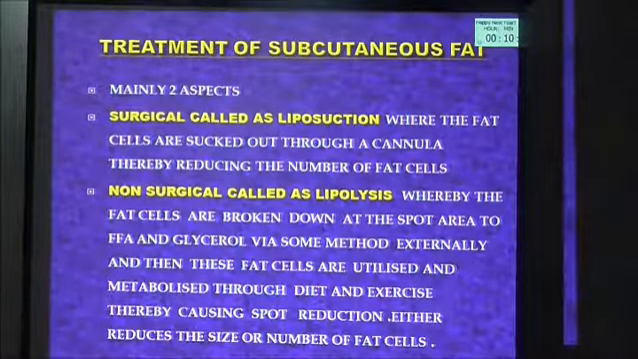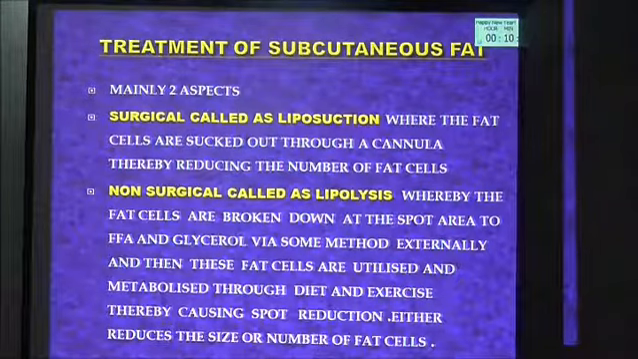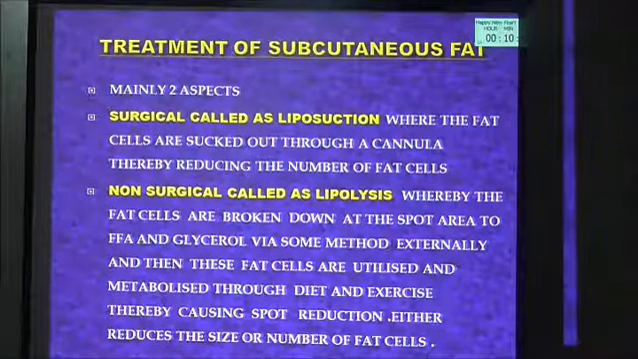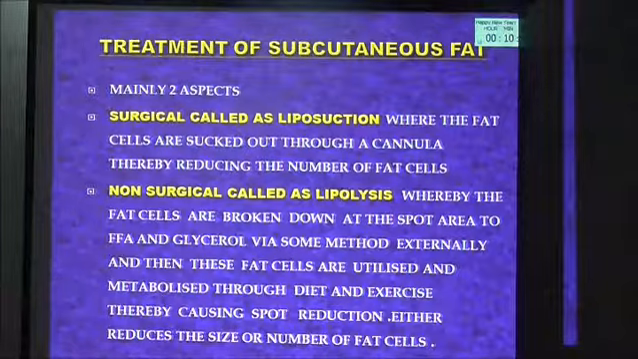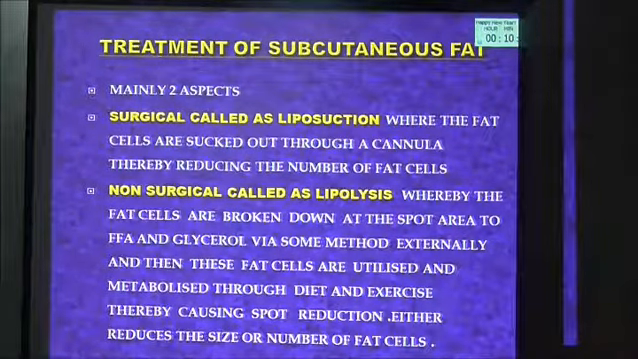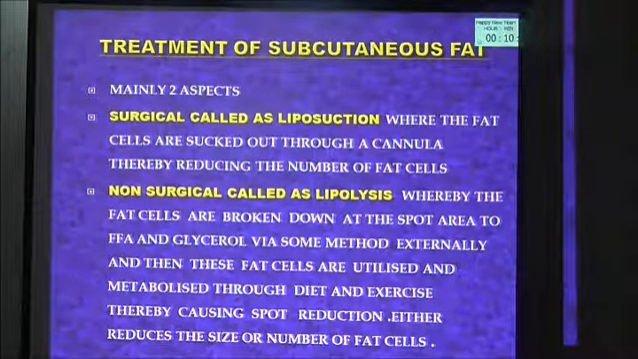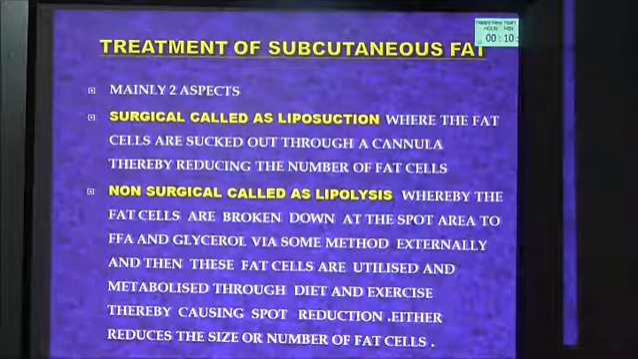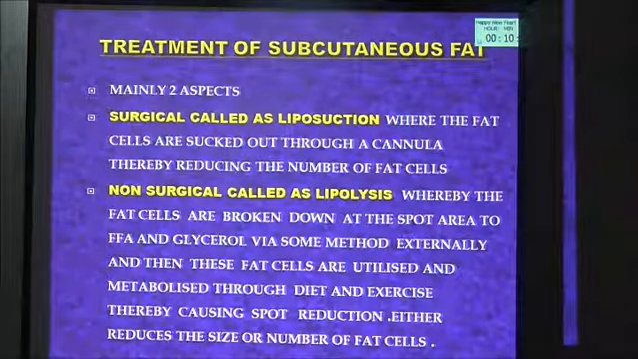For the treatment of subcutaneous fat, there are two main aspects. One is liposuction and one is lipolysis. I'm not going to enter liposuction, I don't have time, but this is a very vast topic. Non-surgical lipolysis in aesthetic medicine is nothing but breaking down the subcutaneous fat via some method externally. So we can use any of the modalities which are researched and US FDA approved.